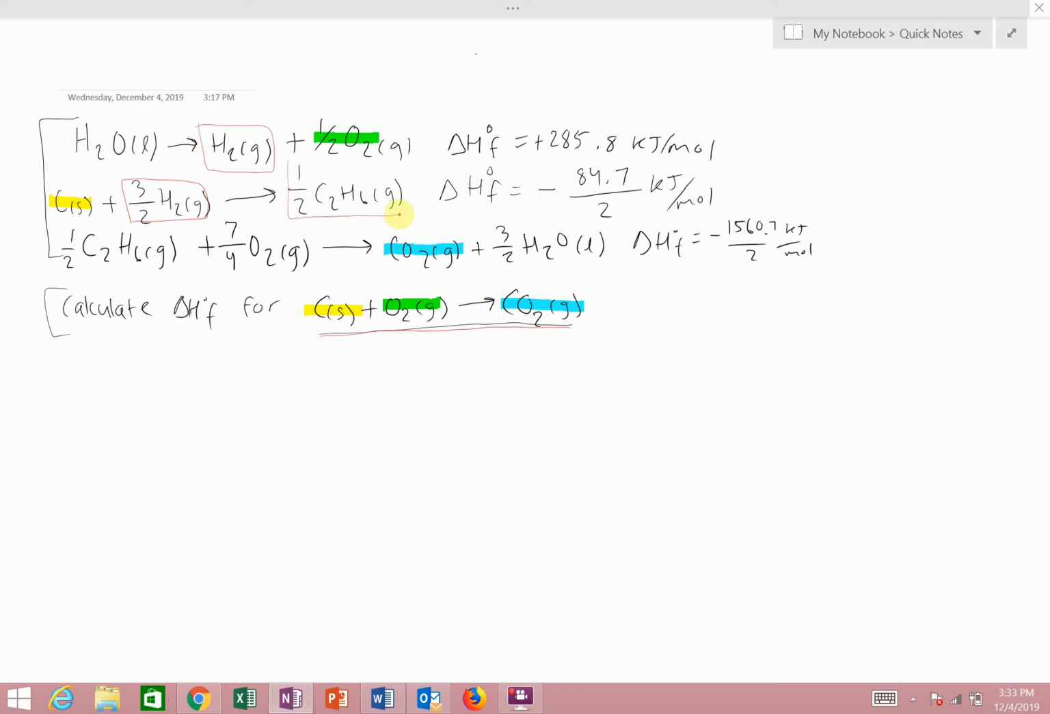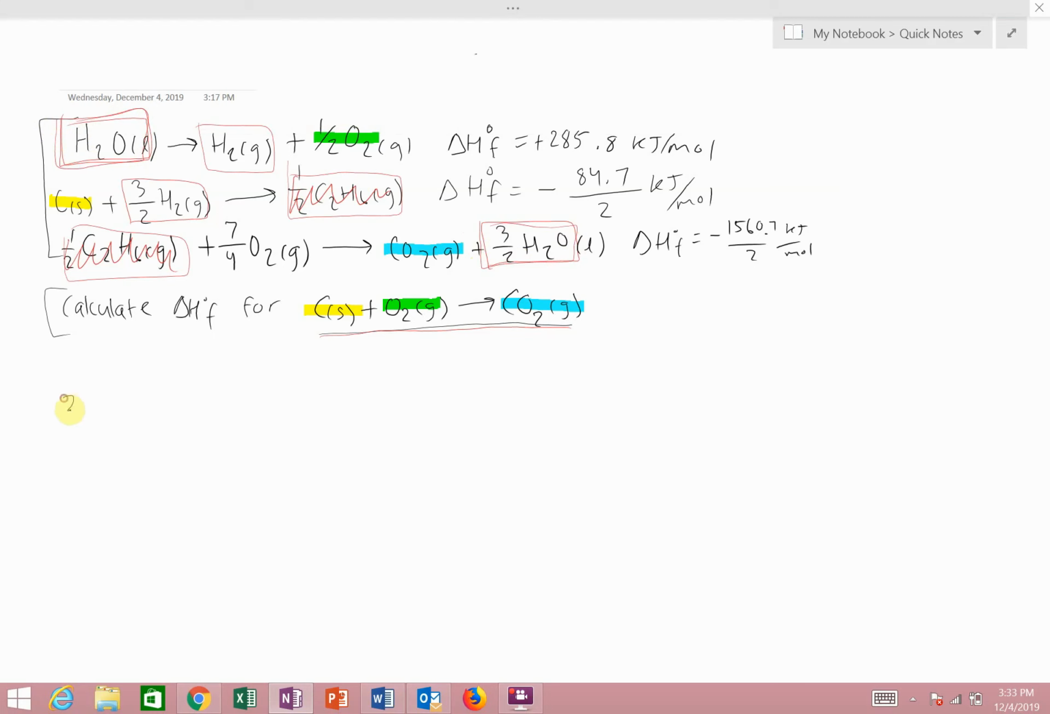We have half a mole of C2H6. We have that right here. They're on opposite sides, so they subtract and we can get rid of them. So that's perfect. Now we're trying to get rid of water. So water over here, 3/2 moles, and we have 1 mole over here. Since we have to get rid of 3/2 moles of water, and we have 1 mole of water here, what if we just multiplied this by 3/2? Let's try that and see if that's actually something that will work.